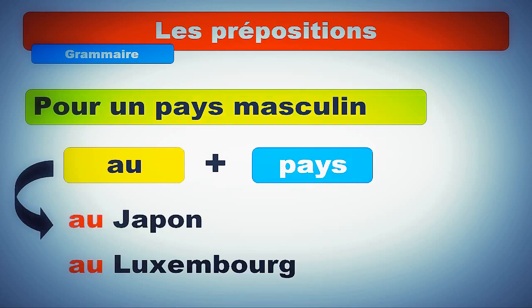Masculine countries, as we saw previously, preposition au and then the country. Okay, so let's take examples like au Japon, repeat, au Japon, okay? And then au Luxembourg, repeat, au Luxembourg, okay? All right.